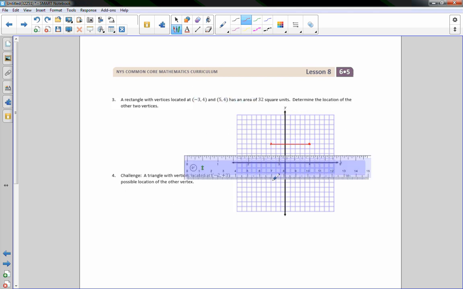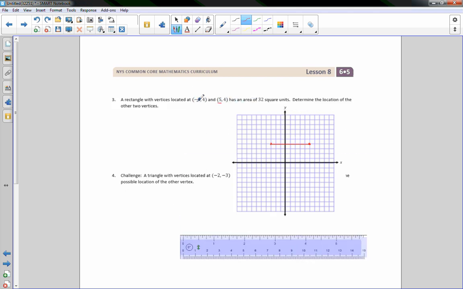I also could have looked here. Okay, absolute value of 3 plus the absolute value of 5 is 8. So if I have an area equal to base times height, because it's a rectangle, and I know the area is 32 units squared, and I know my base is 8 units times the height, then I divide by 8 units to find the height.